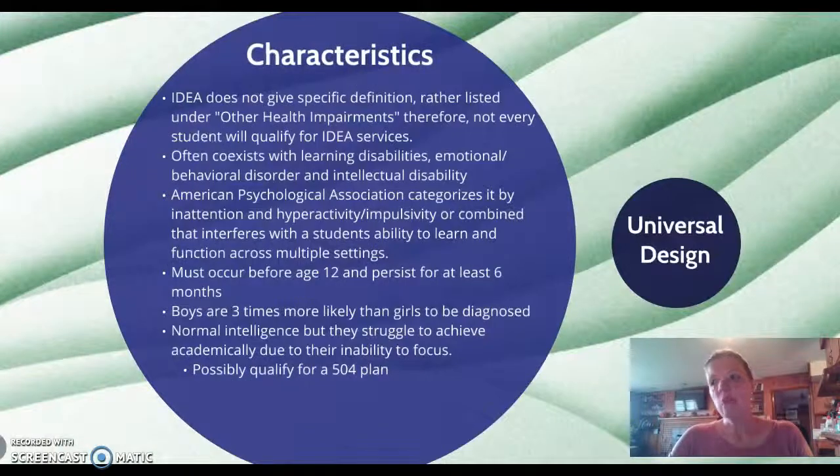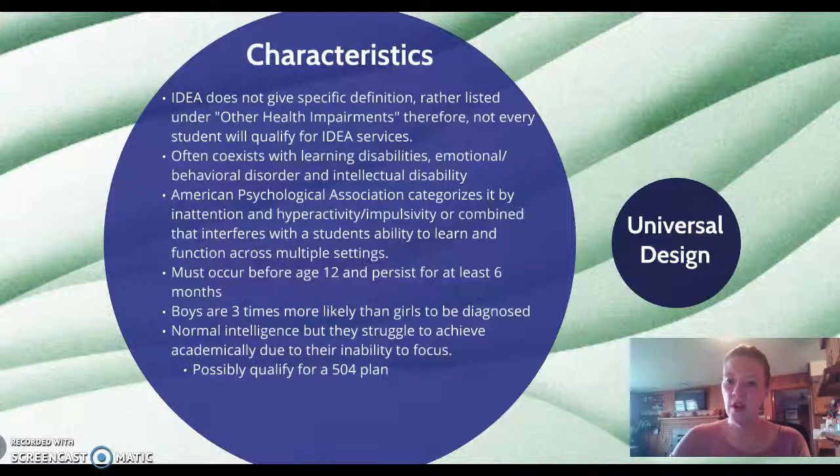ADHD. IDEA does not specify a specific definition for ADHD, but rather lists it under the category of other health impairments. Once again, a medical diagnosis does not qualify a student for IDEA services unless those symptoms significantly impact their learning. ADHD often exists with learning disabilities, emotional behavioral disorders, and intellectual disabilities.